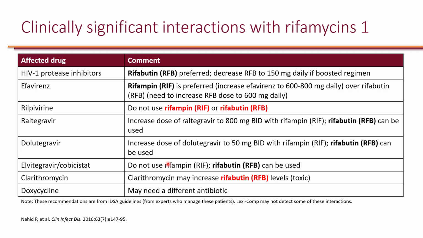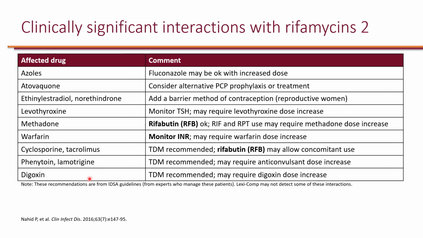Clarithromycin is a strong inhibitor of CYP3A4, so it may increase the rifabutin, which is a substrate of CYP3A4, to toxic levels, so it's not recommended. And with doxycycline, it's shown that rifampin lowers doxycycline AUC by about 50%, and the mechanism is not really known, but it's best to avoid doxycycline. Azoles, with the exception of fluconazole, typically will have low levels if used with rifamycins. Fluconazole is not as strongly dependent on CYP3A4.